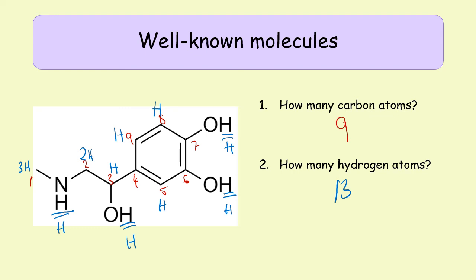So that has been using drawing skeletal formula and then being able to count the number of carbons and hydrogens. This is a really important skill to have in Advanced Higher, and I hope that you practice and make sure you're able to use this going forward.